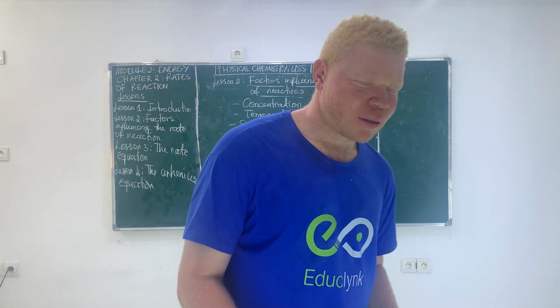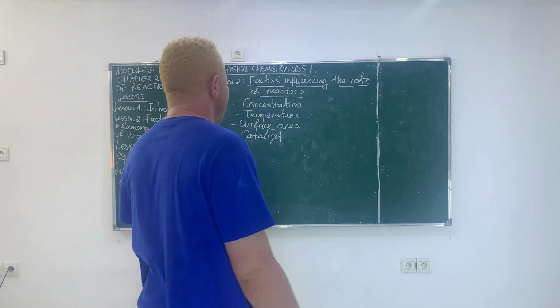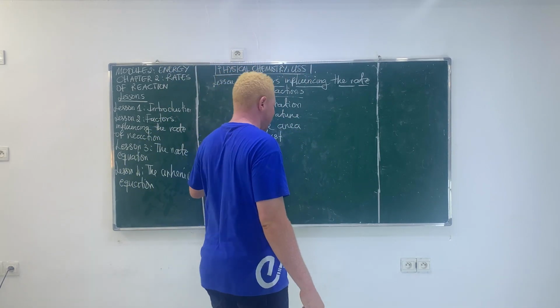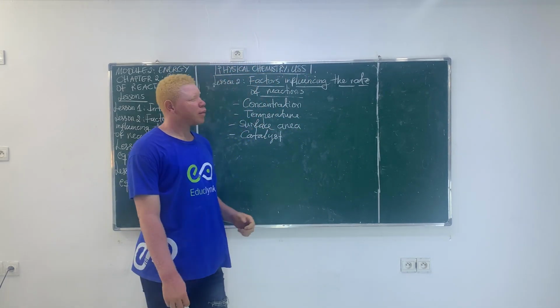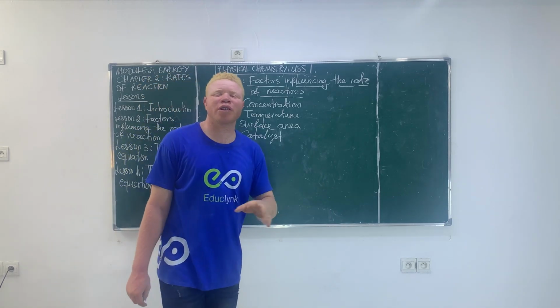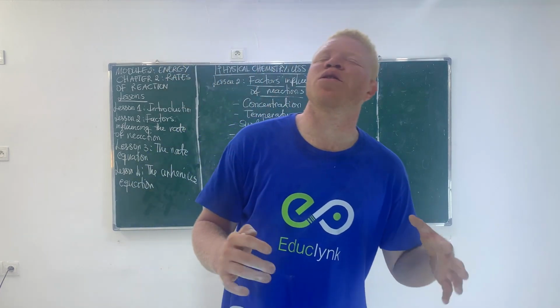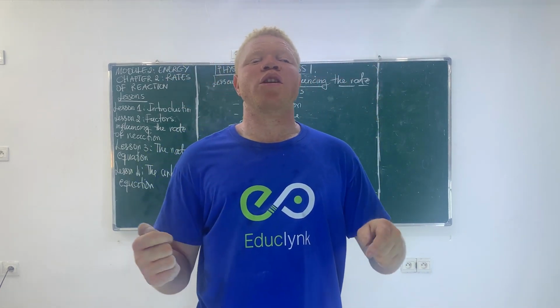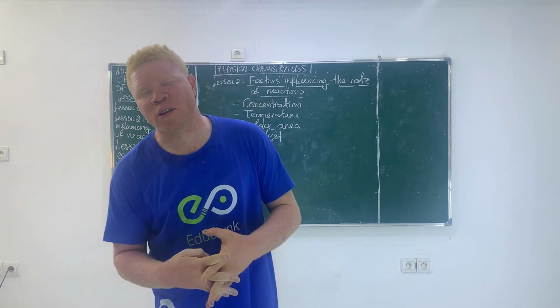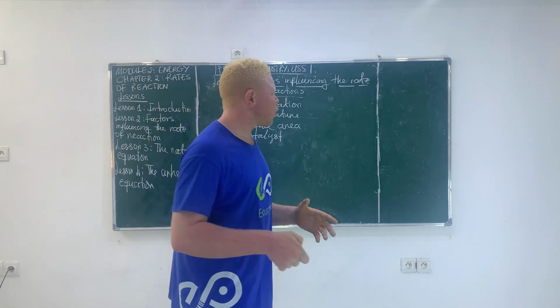So we have concentration, temperature, surface area, and the catalyst. Okay, how does concentration influence the reaction? In this case, we are going to talk about the collision theory. So for a reaction to occur, let's see the collision theory.